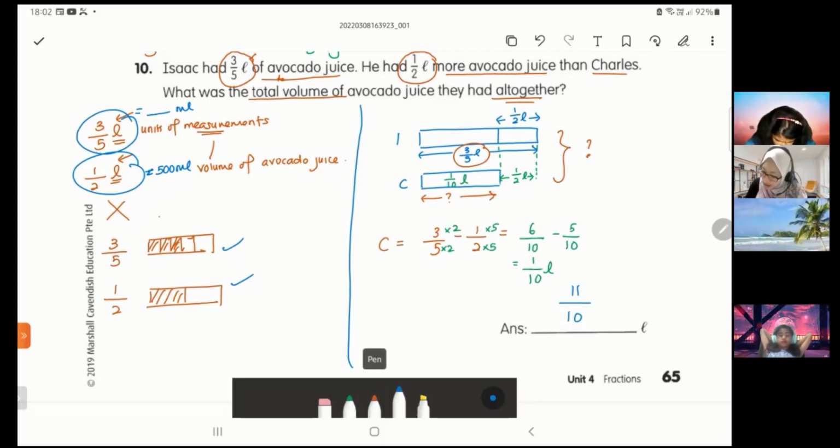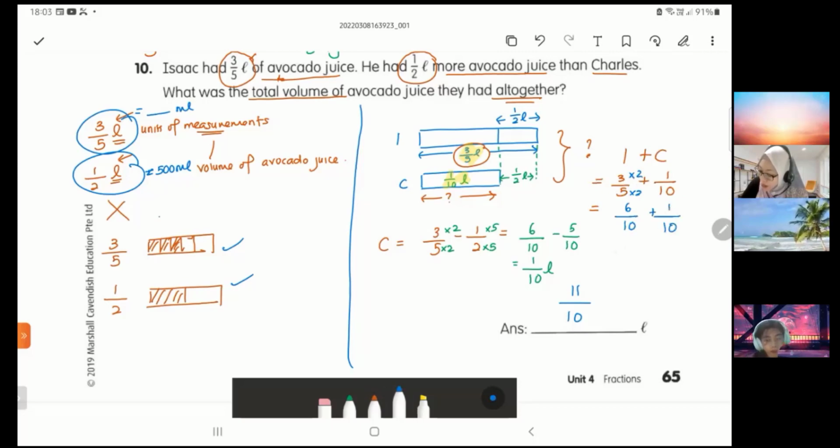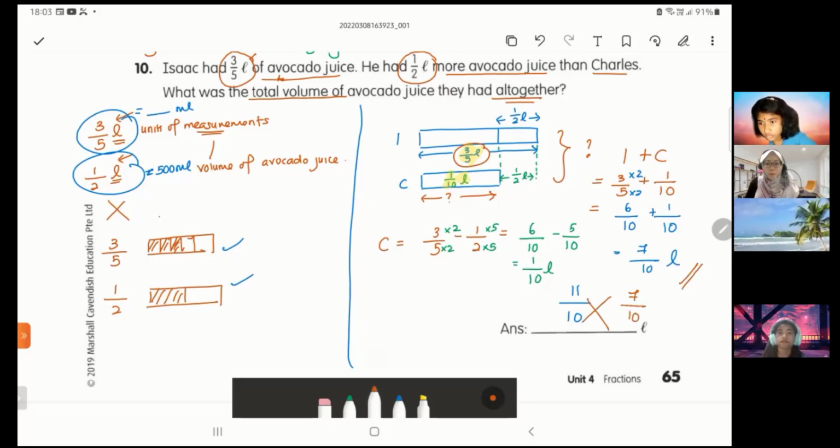Now my total is, you just take Isaac plus Charles. Isaac is 3/5 plus Charles is 1/10. Denominator must be the same, times 2, times 2. 6/10 plus 1/10 equals 7/10 liters. This is my answer, not 11/10. 7/10 liters. Okay?